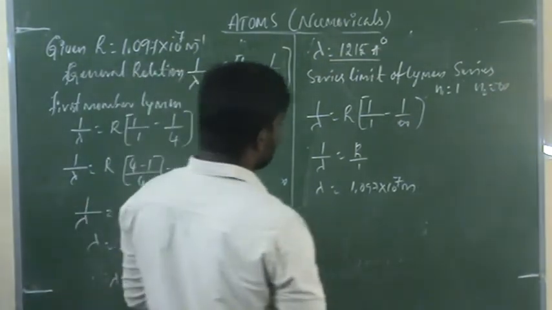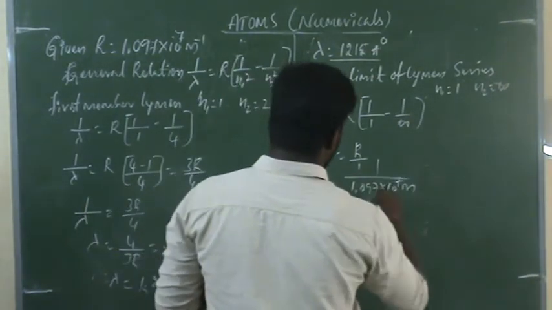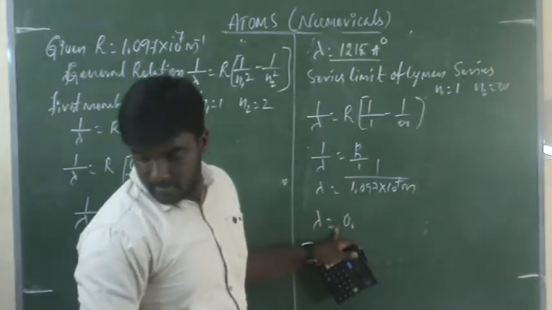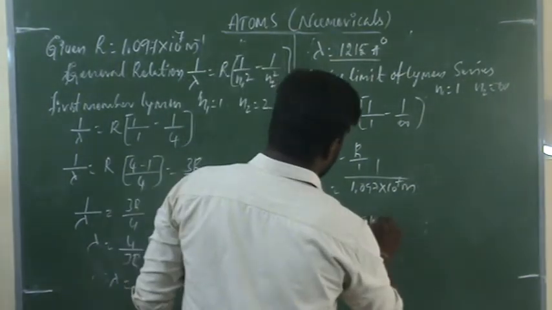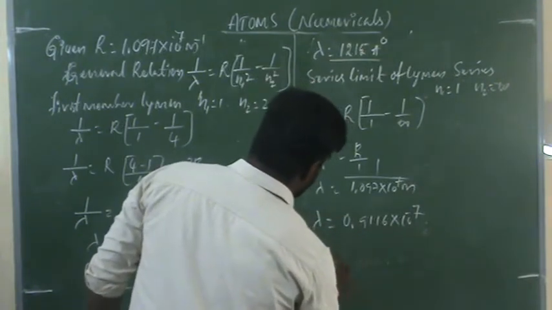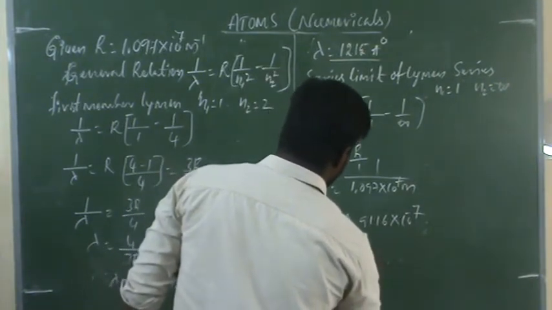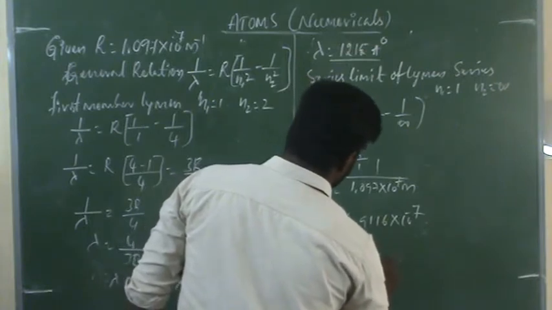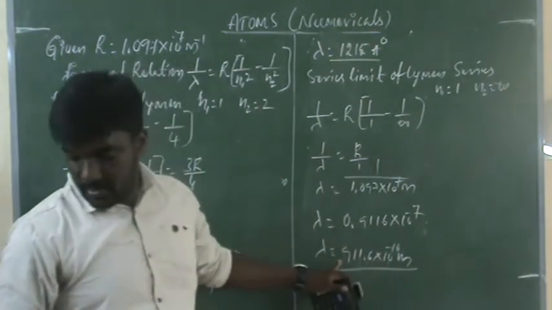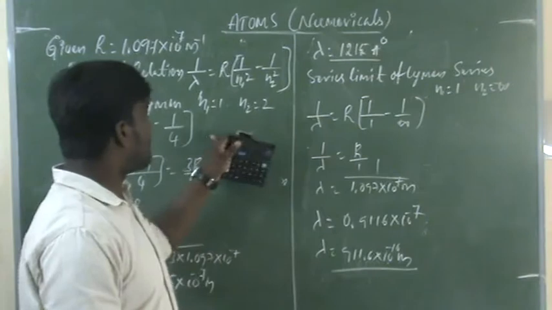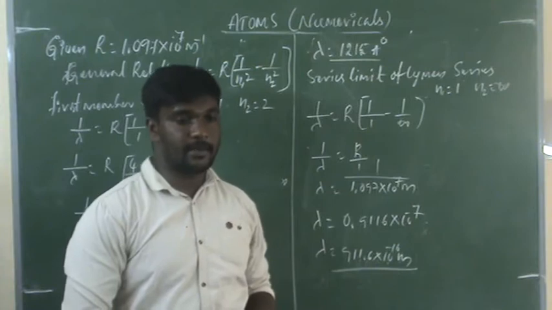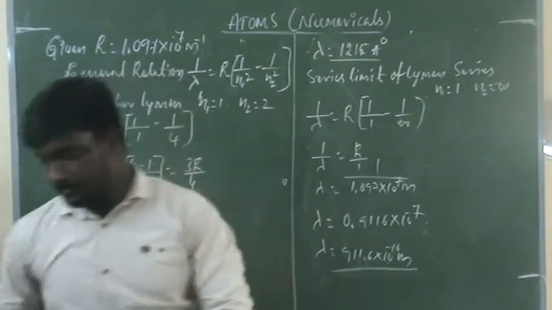So we write it like this, 1 divided by R. So lambda equals 0.9116 into 10 to the power of minus 7. So that means lambda equals 911.6 into 10 to the power of minus 10 meters. This is the shortest wavelength. This one is the longest wavelength and shortest wavelength of Lyman series. Clear?